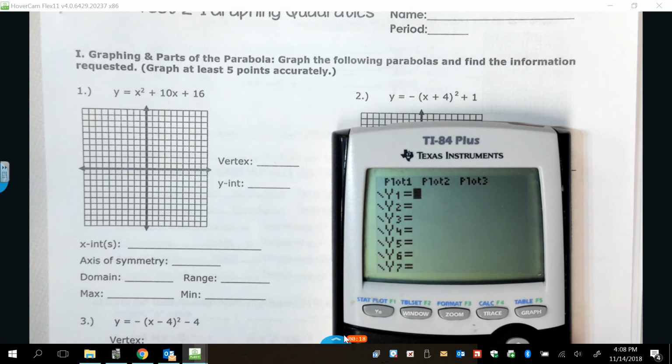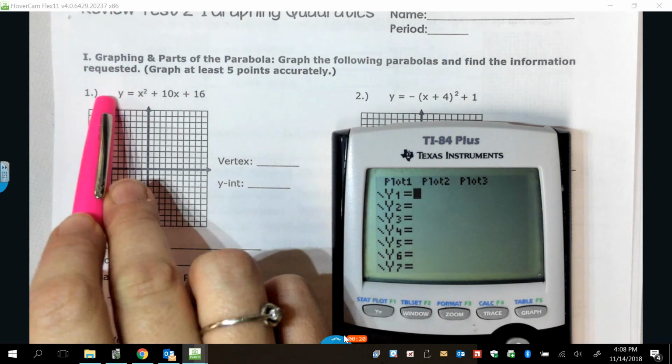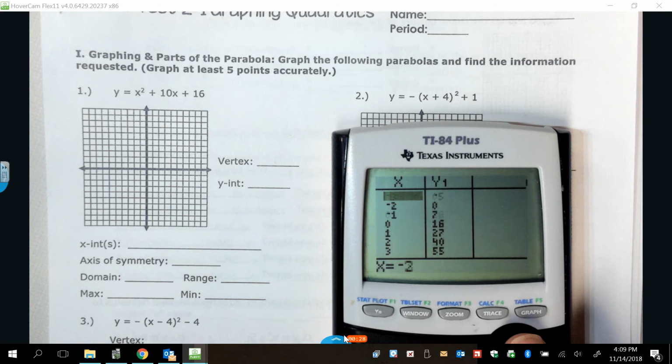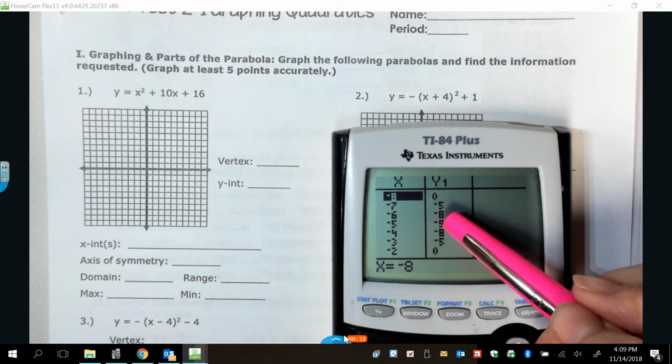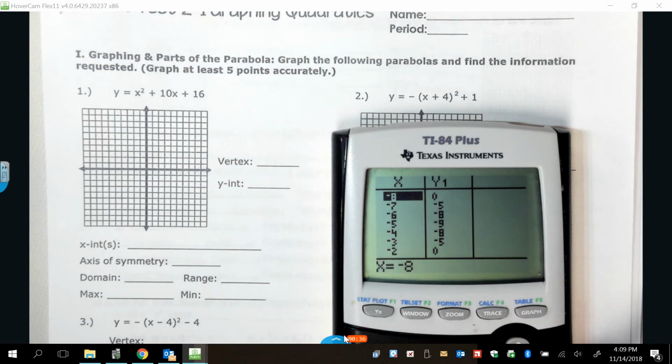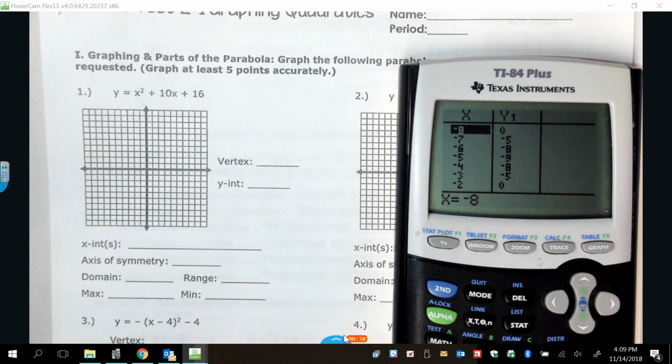Go to your y equals, and I'm going to type my equation: x squared plus 10x plus 16. I'm going to go to my table, and I'm going to find my rainbow. So right away I see -8, -8, -5, -5, 0, 0. So there is my rainbow, and that's what I'm graphing.